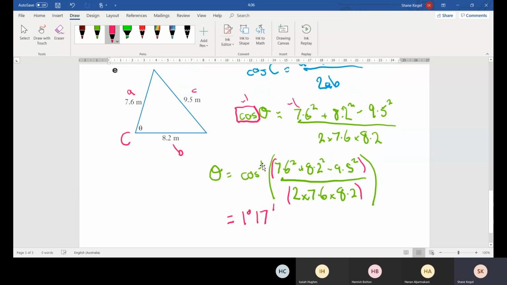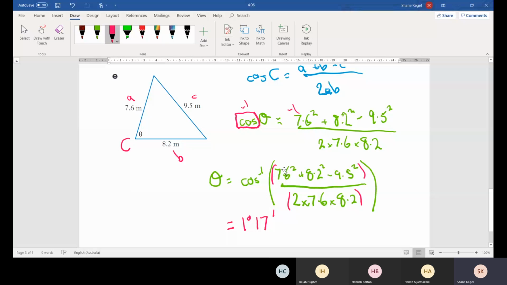And that is the end of the cos rule explanation. We'll move on to area of a triangle in a second. So let me just stop the recording and we'll move on to that now.